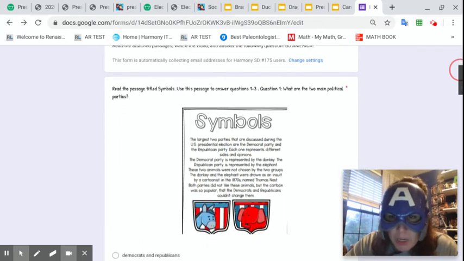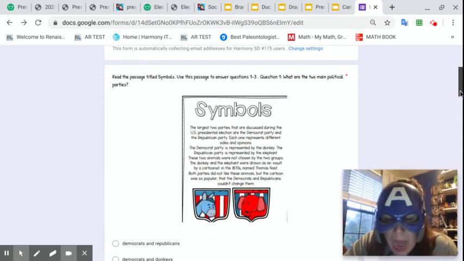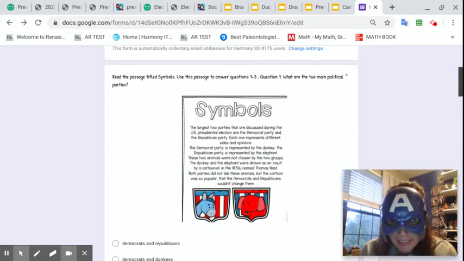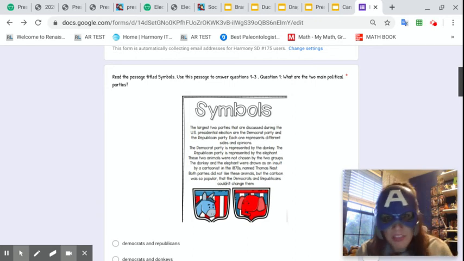So the first thing we're going to talk about is symbols. So I'm going to walk you through the two different types of symbols that you have probably seen in America and two symbols that represent each president that is running this election time. So we have two candidates that are running, all right, and each candidate represents a different party. There are two parties that are discussed during this election. There's the Democratic Party and there's the Republican Party, okay? So two different parties, a Democrat and Republican.